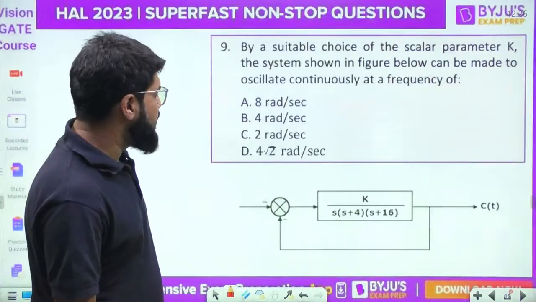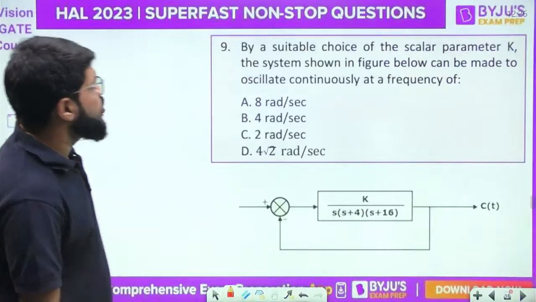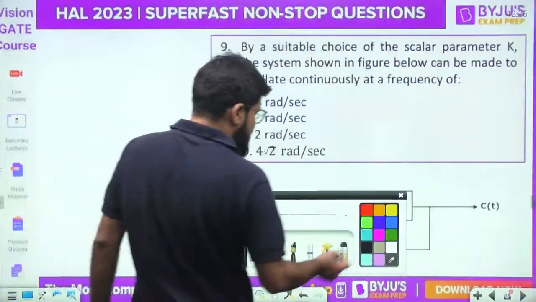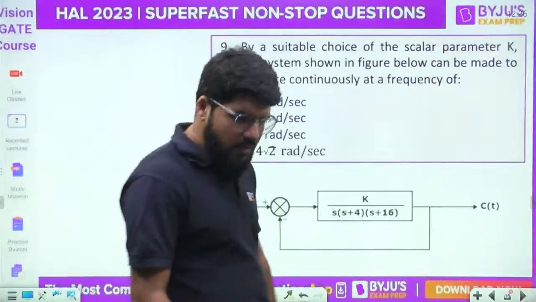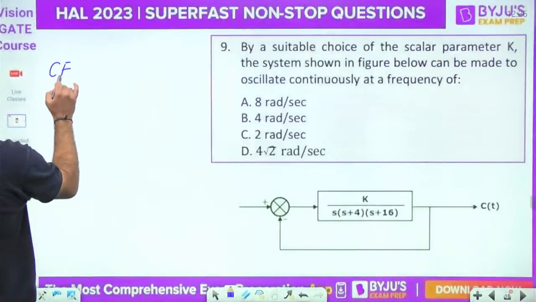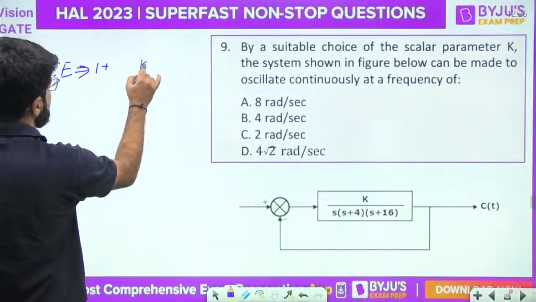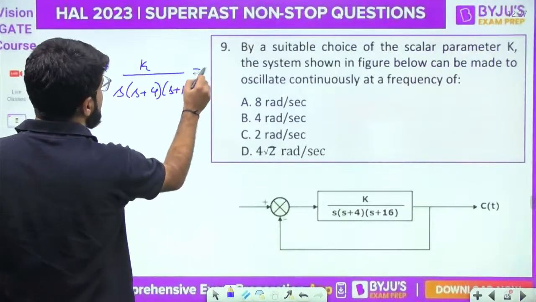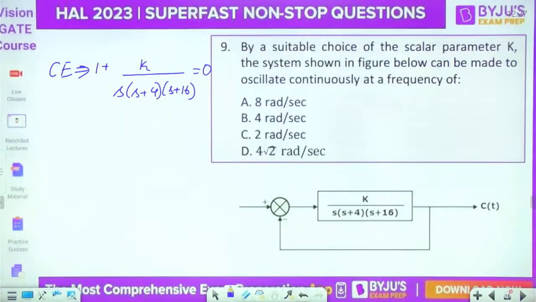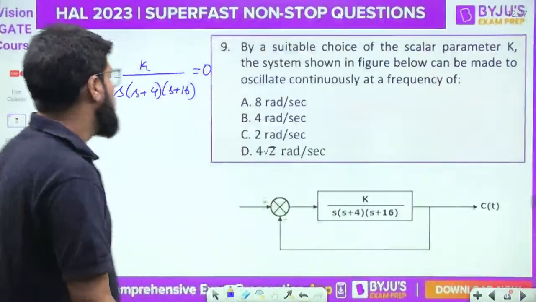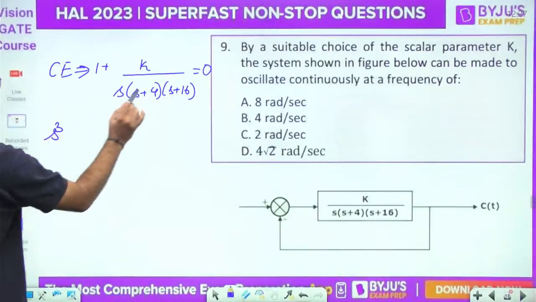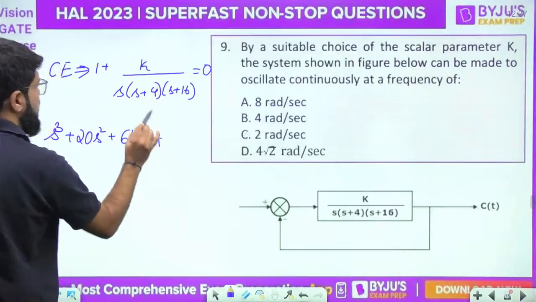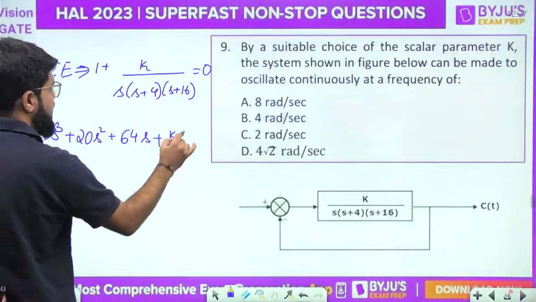By a suitable choice of the scalar parameter K, the system shown in the figure below can be made to oscillate continuously at a frequency of what? It is going to be a third order system, and from RH you can decide. The characteristic equation is 1 plus K upon S(S plus 4)(S plus 16) equal to 0. When I simplify it, I get S cube plus 20 S square plus 64 S plus K equal to 0.